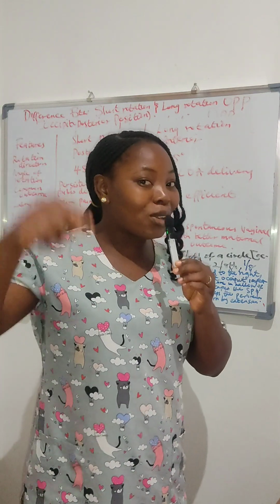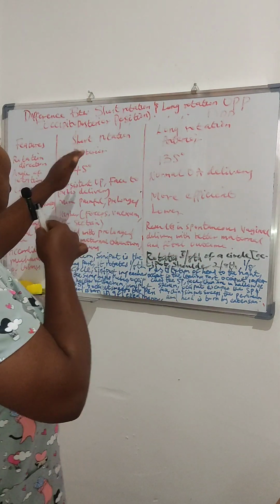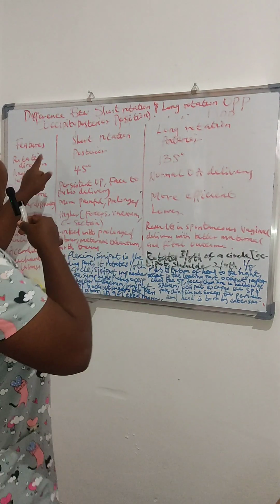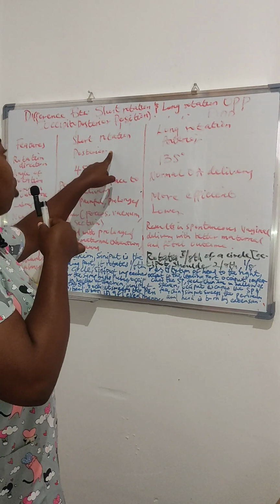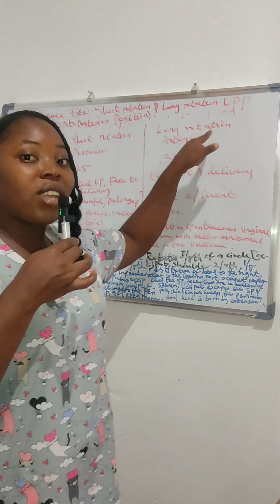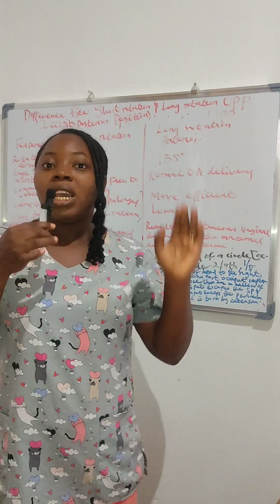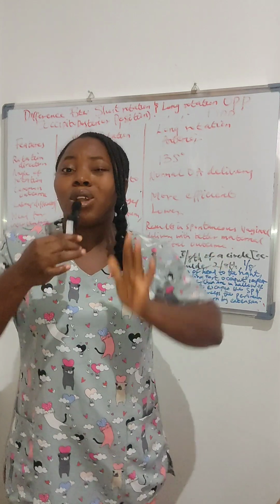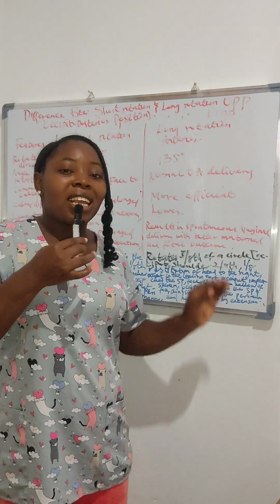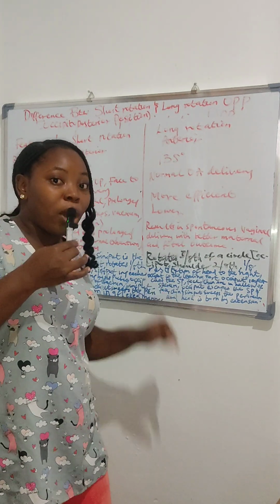Okay, let's now go to the main topic of today: the difference between the short rotation and long rotation of occipito-posterior position. The first one is rotation direction. In short rotation, it is posterior. In long rotation, it is anterior. It rotates anteriorly in long rotation. What do I mean by this? In occipito-posterior position, generally, that is both long and short, the leading part engages in the posterior part of the maternal pelvis, that is, in the hind pelvis.